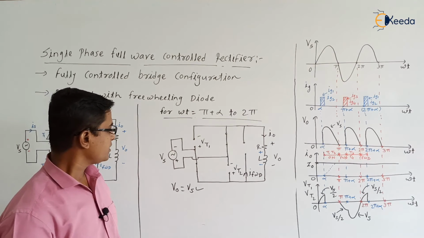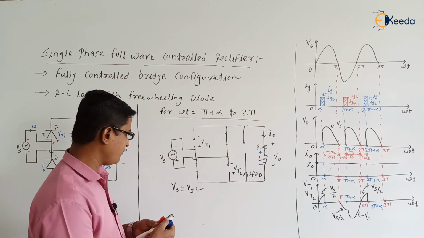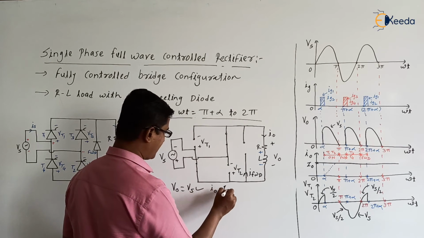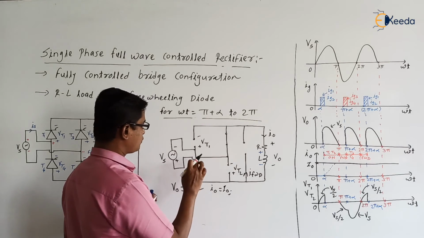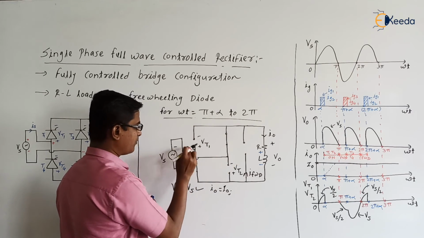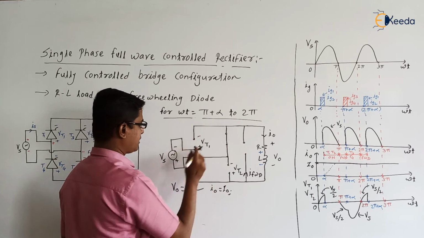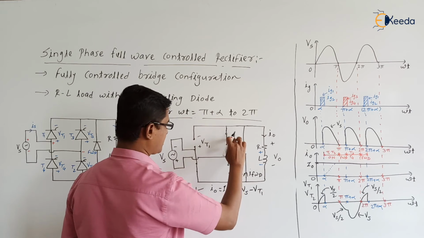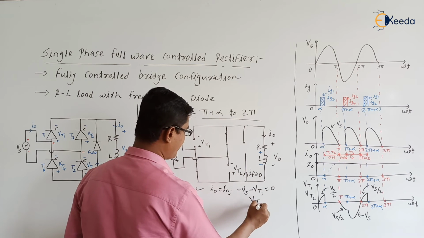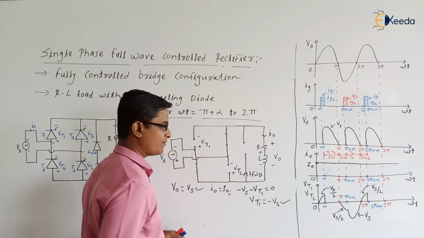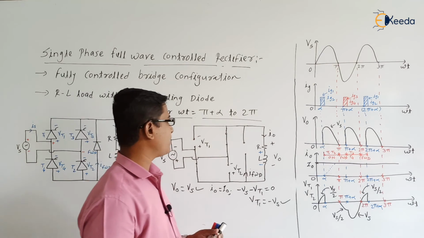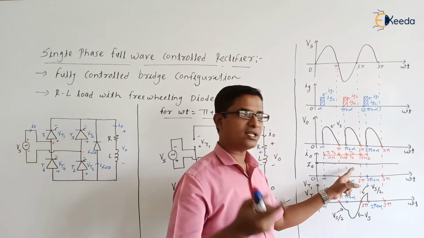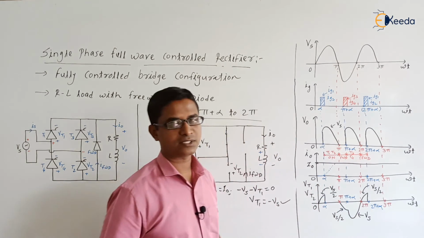Next, what are the Vt1, Vt2? I0 is equal to capital I0. If you apply KVL to this loop, it is minus Vs minus Vt1, this is a short circuit, is equal to 0. So Vt1 is equal to minus Vs. So from pi plus alpha to 2 pi, V0 is Vs, I0 is constant current, the inductor goes on storing the energy, and Vt1, Vt2 magnitude is equal to Vs. Are you getting the point?